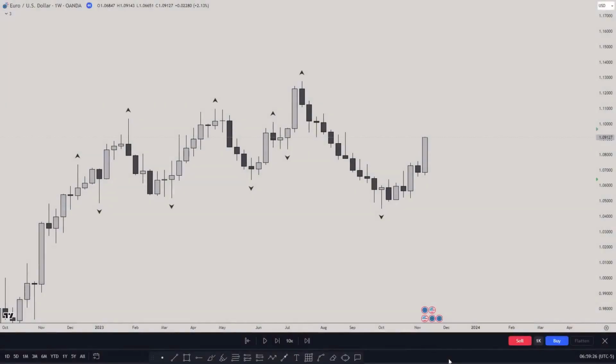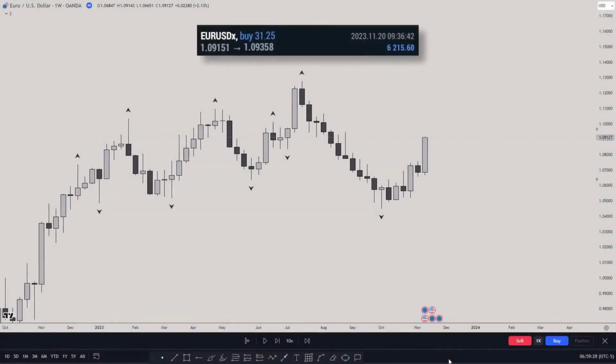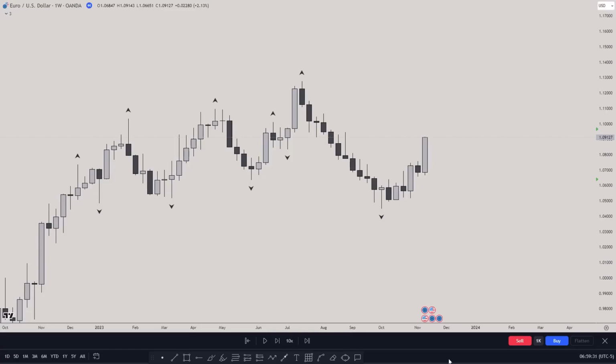I made $6,000 in a day using only the concepts of liquidity and fair value gap. Honestly, this is all you need to be successful in ICT, at least in my opinion.